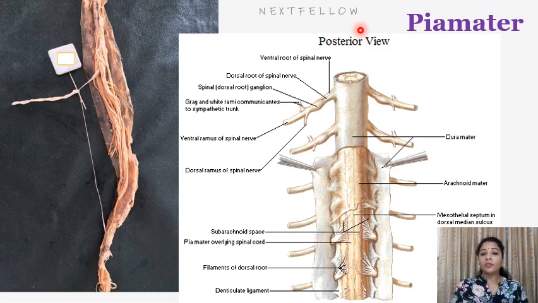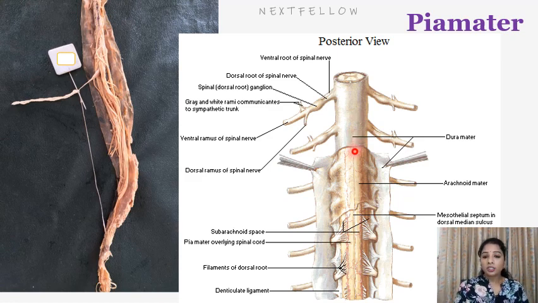The other modifications of pia mater are, first, the subarachnoid septum. The subarachnoid septum is a pial septum which connects to the dorsal surface of the spinal cord. Here is the posterior view of the spinal cord. Along the posterior median sulcus on the dorsal side, the subarachnoid septum is present, and it connects to the arachnoid mater.